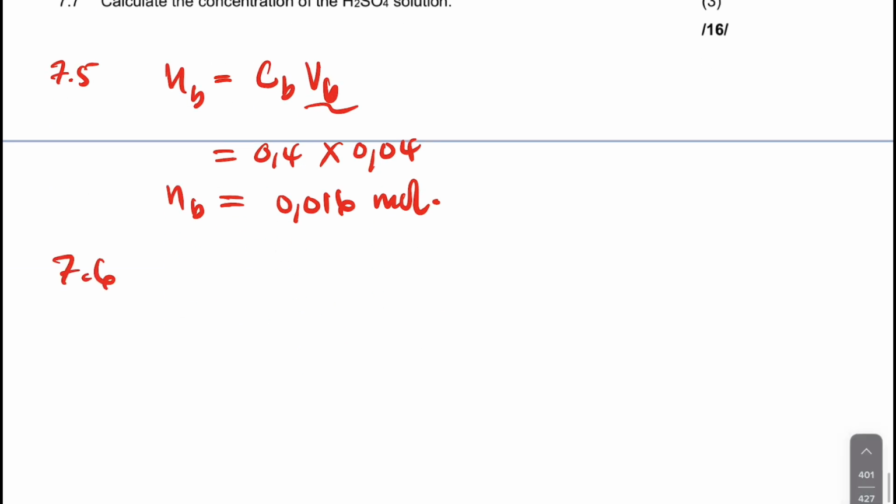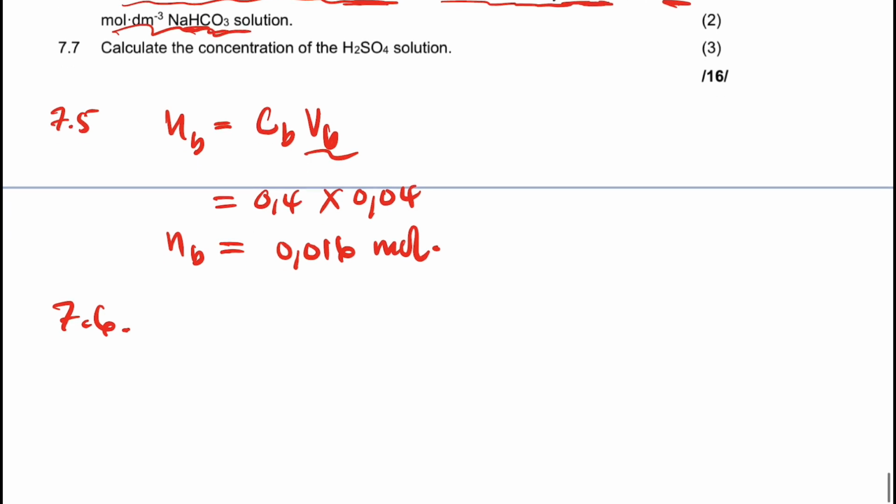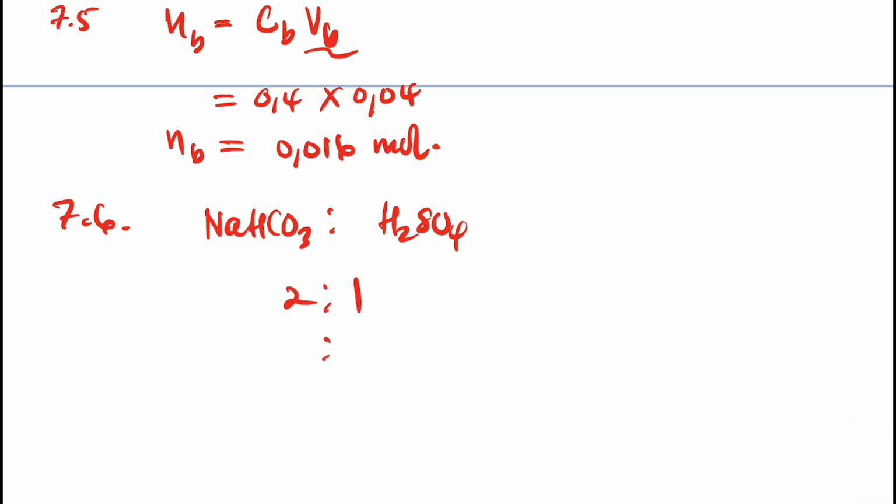Then 7.6, it says determine the number of moles of sulfuric acid that are neutralized by 40 cm3 of 0.4 of sodium hydrogen carbonate. So guys, that means, in other words, you're doing the mole ratio. So what are you going to do there? You're going to say sodium hydrogen carbonate is to sulfuric acid, and the mole ratio there is 2:1. You wanted the sulfuric acid, and then we substituted that amount there. So we cross multiply, we're going to have 2x is equal to 0.016.